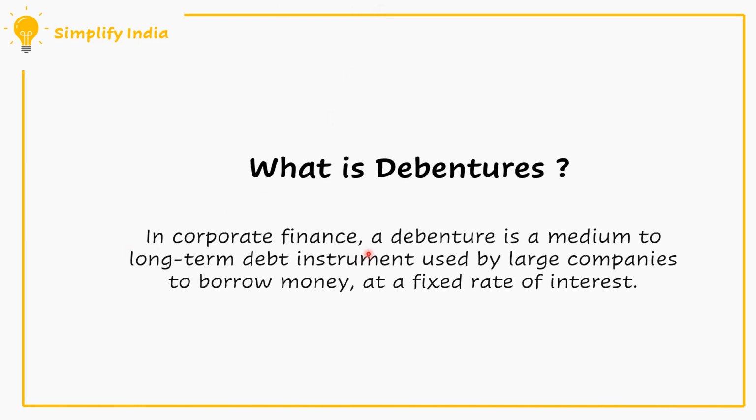In corporate finance, a debenture is a medium to long-term debt instrument used by large companies to borrow money at a fixed rate of interest. Here, the given meaning gives us a clear idea that a debenture is a source of long-term finance, generally issued by large creditworthy companies at a fixed rate of interest.